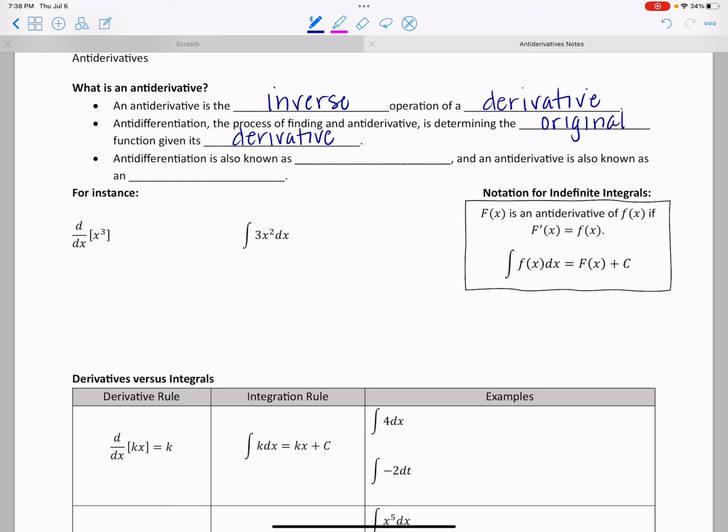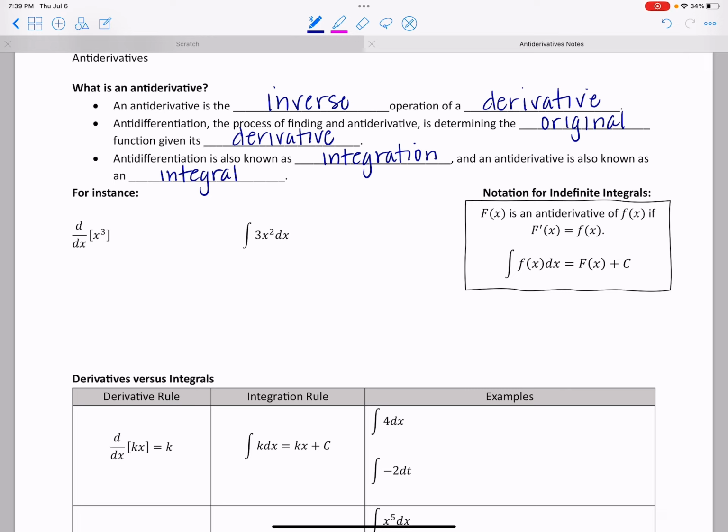Now, antidifferentiation is also known as integration. So we can say the process of antidifferentiation is the same as the process of integration, and when we're finding an antiderivative in that antidifferentiation process, again, we can call it integration as the process or an integral as the result of the process. So antidifferentiation or integration, and antiderivative or integral. And there are a couple different types of integrals.